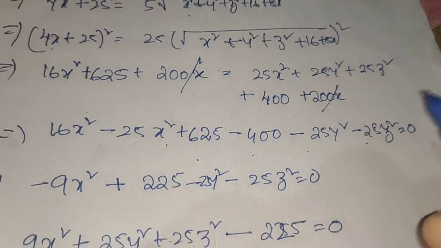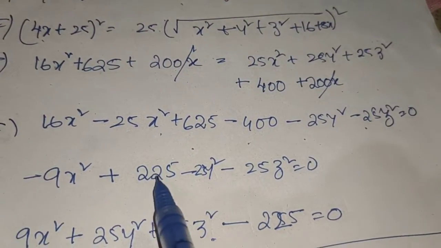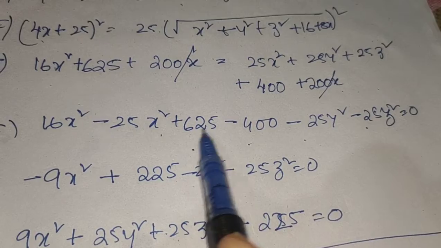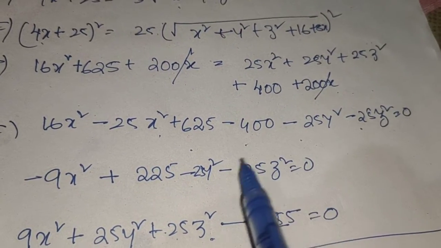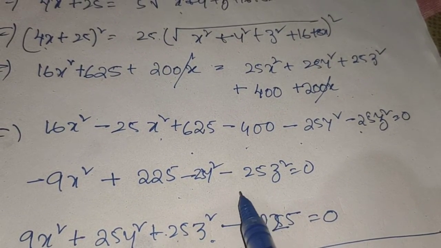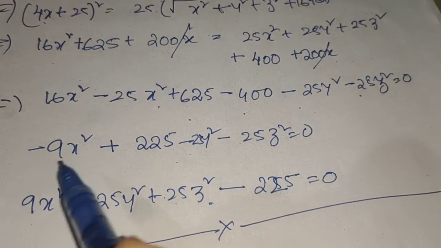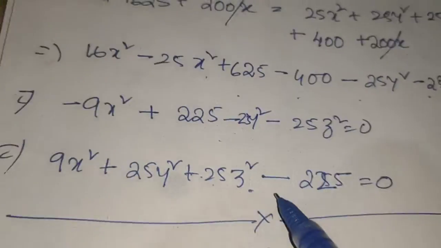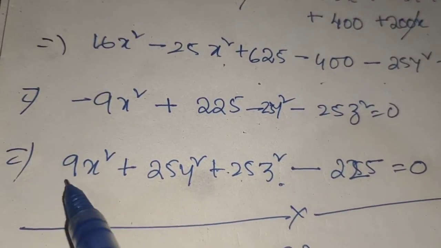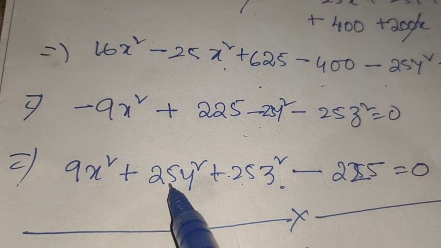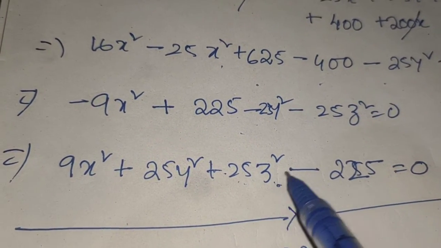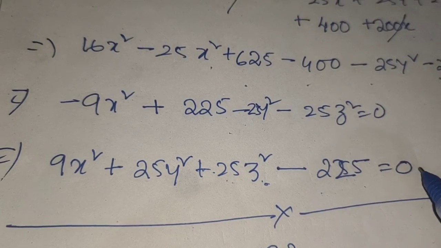square equals 0. So ultimately it is minus 9X square plus 225 after cancellation of these two, minus 25Y square minus 25Z square equals 0. So if we take the negative sign common, the required equation becomes 9X square plus 25Y square plus 25Z square minus 225 equals 0.